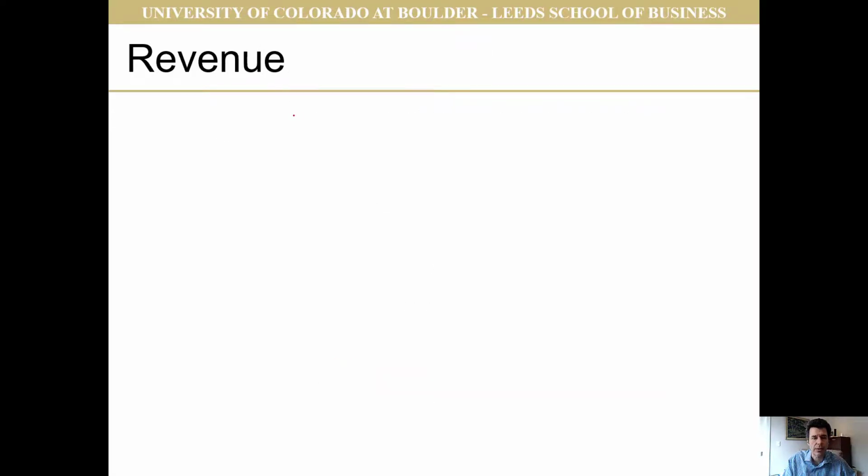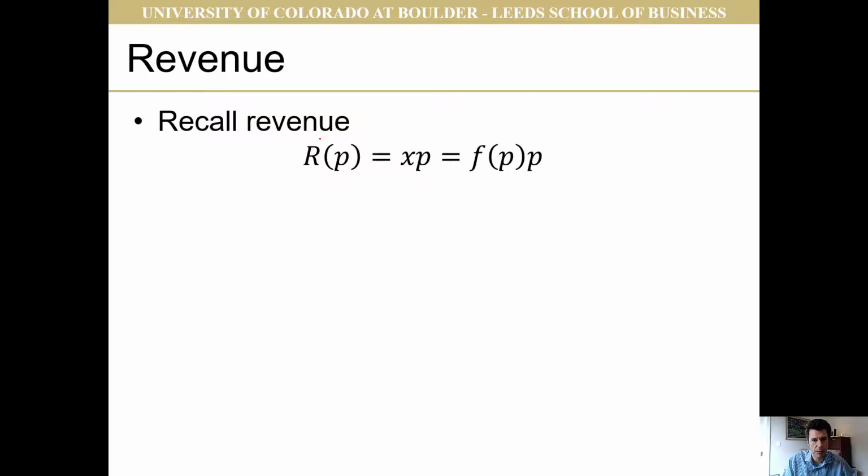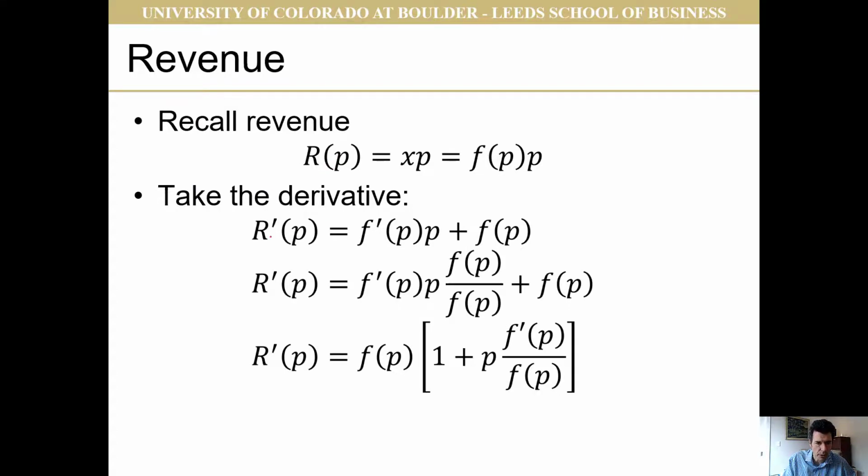Now we relate this to revenue. So remember, revenue is x times p, which of course is f of p times p. Now we're going to take the derivative. This is a product rule, so it's the derivative of the first function, f prime of p times p, plus the first function, f of p, times the derivative of p, which is just 1.